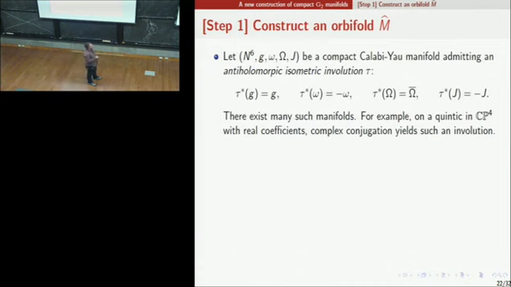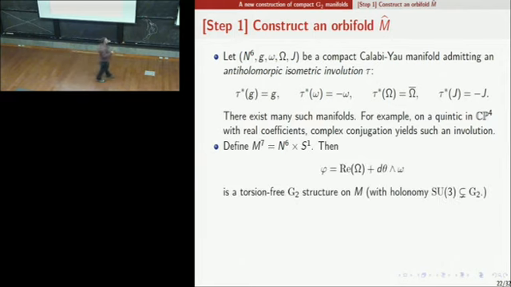We start with a compact Calabi-Yau 6 manifold, or 3-fold, complex dimension 3, that has an anti-holomorphic isometric involution. It's an isometry, anti-holomorphic, and it squares to the identity. There are lots of these. If you take a quintic in CP4 with real coefficients, complex conjugation gives you one. We take the product with a circle, and there's a torsion-free G2 structure on this product. Of course, it's not irreducible. It has holonomy SU3.